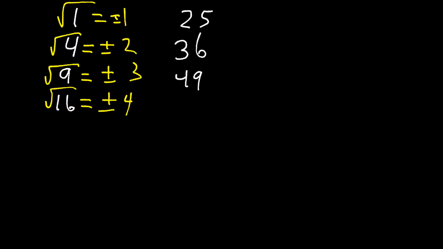But what if we have a number that isn't a perfect square? Well, we can still take a square root of it. We might want to use our calculator, but we can also guesstimate what it would be based on how close it is to a perfect square. So let's take a look at another number. Here we have the square root of 19.